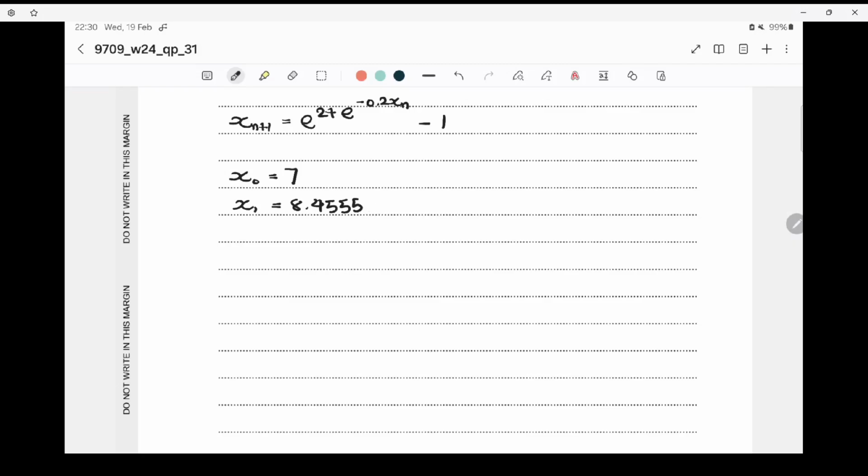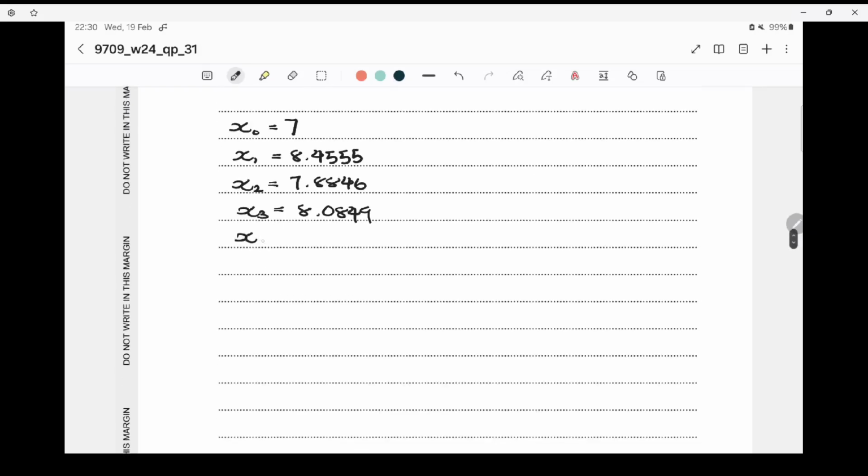So after you get x1 as your value, you key in the equation again, but this time for your xn put Answer, and then you can just keep on pressing the equal sign to calculate the rest of the guesses or approximations. So these are my calculations, you can check.